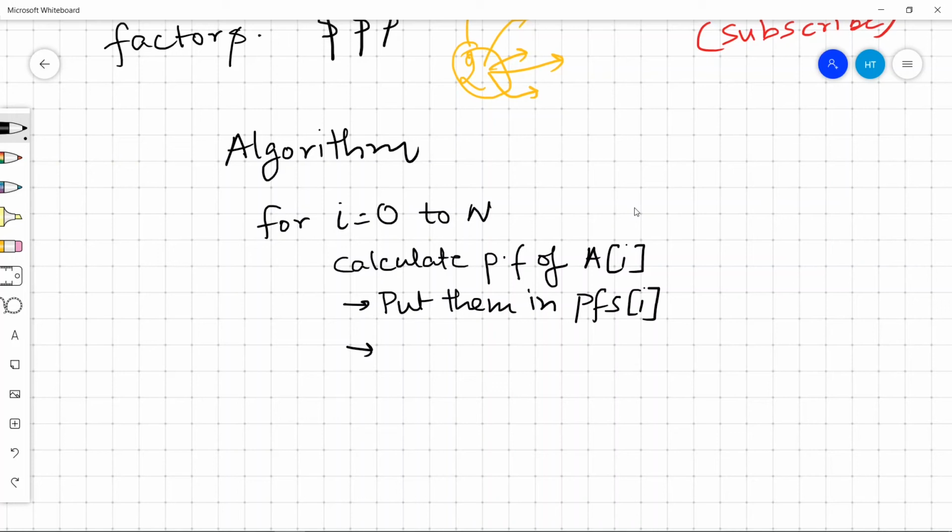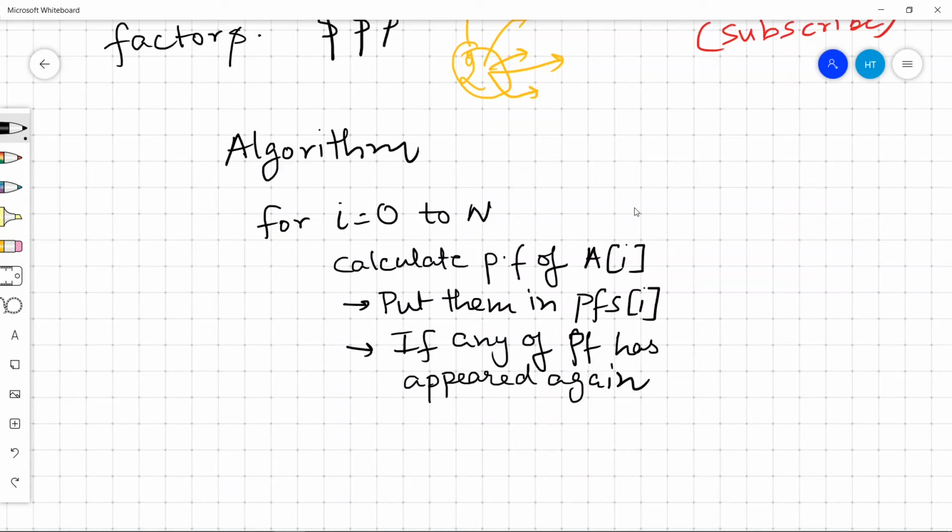Now we can check if any of the prime factors has appeared again. That means the array is not pairwise coprime. So we can say that it is not pairwise coprime.